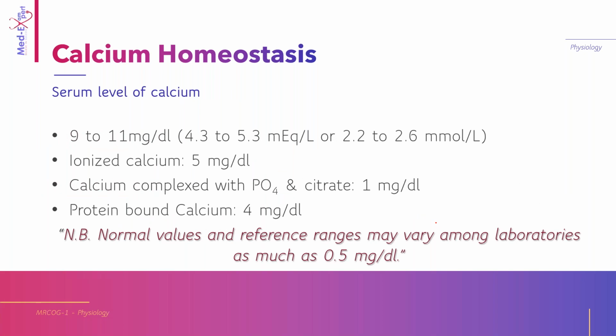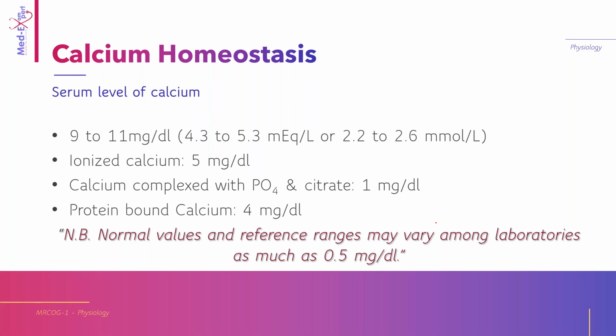And if we look at the normal serum level of calcium, and of course this can vary among different laboratories, but the average, if we measure it by milligrams per deciliter, is 9 to 11, which is equivalent to 2.2 to 2.6 millimoles per liter. The ionized is about 5 milligrams per deciliter, while calcium complexed with phosphate and citrate is 1 milligram per deciliter, and the protein bound calcium is 4 milligrams per deciliter.